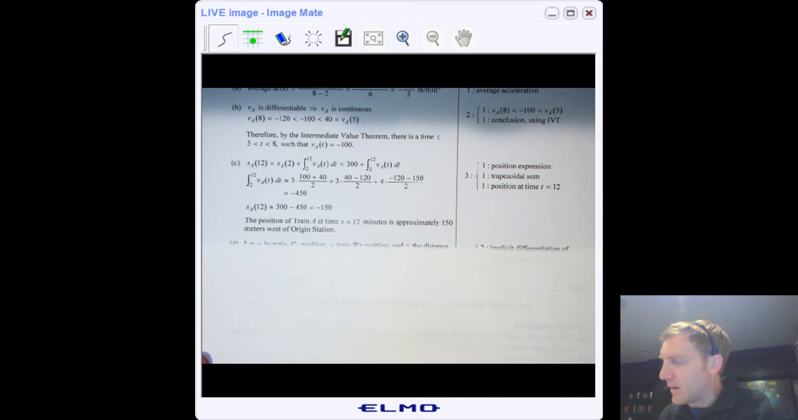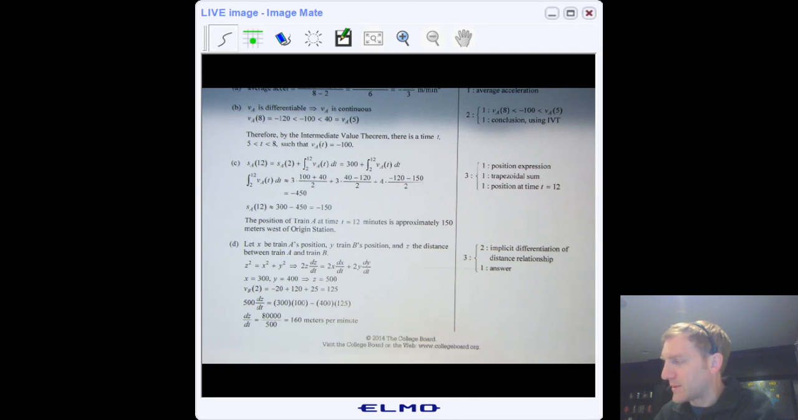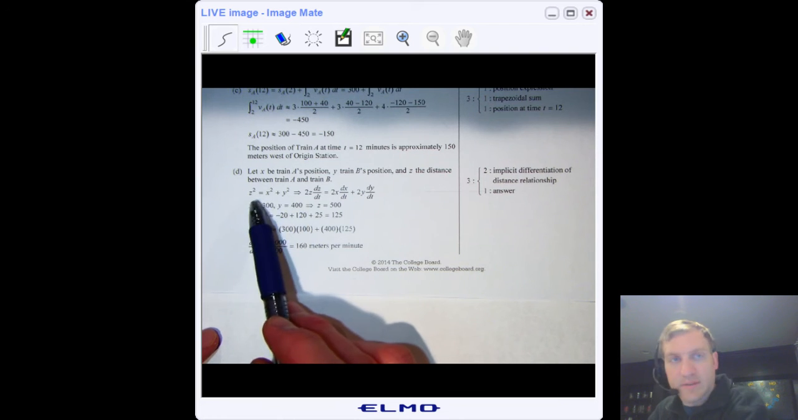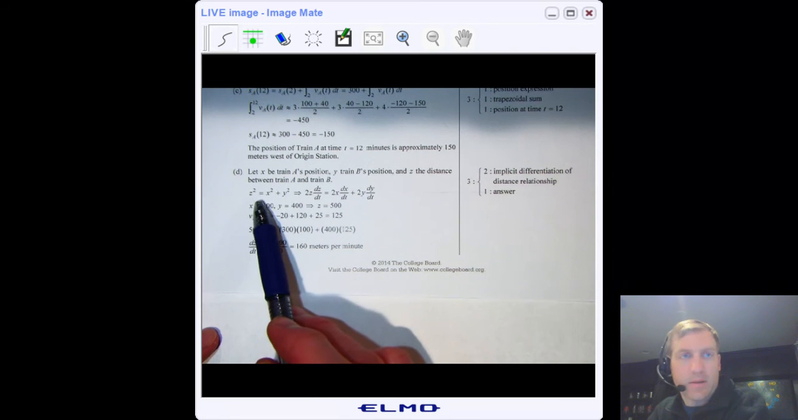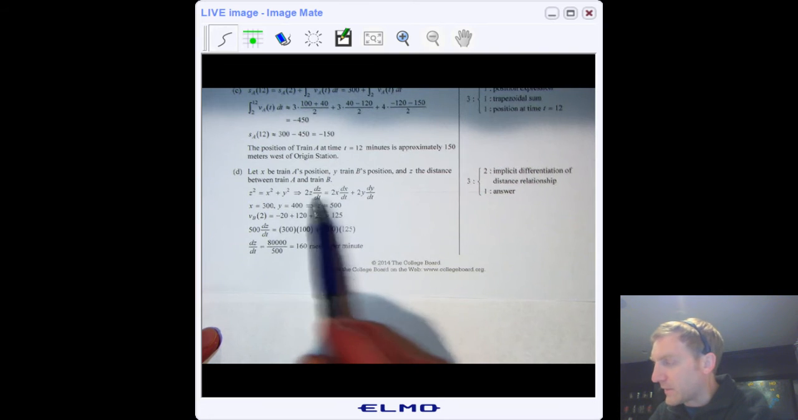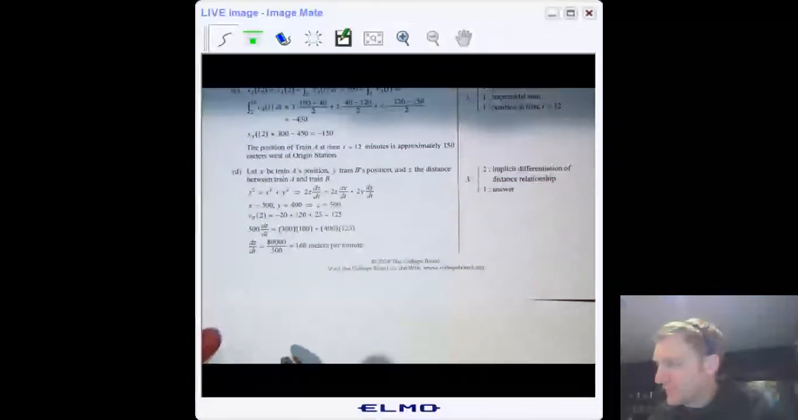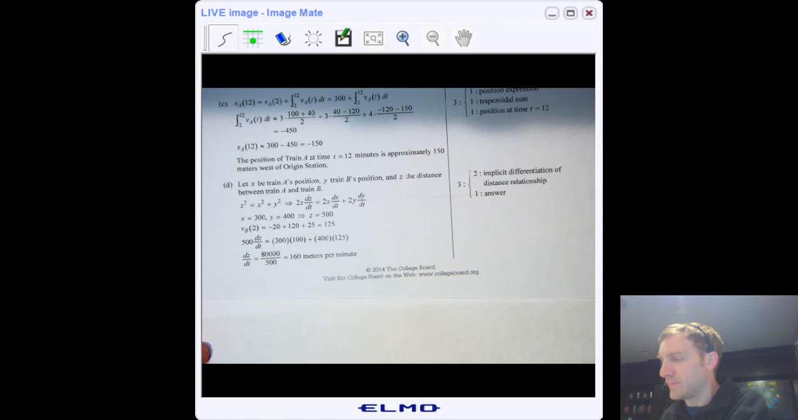And then D was also 3 points. The whole setting up the Pythagorean theorem and doing the implicit differentiation, that was 2 points. And then the third point was for getting the answer of 160. So that is how the points were awarded for that one.